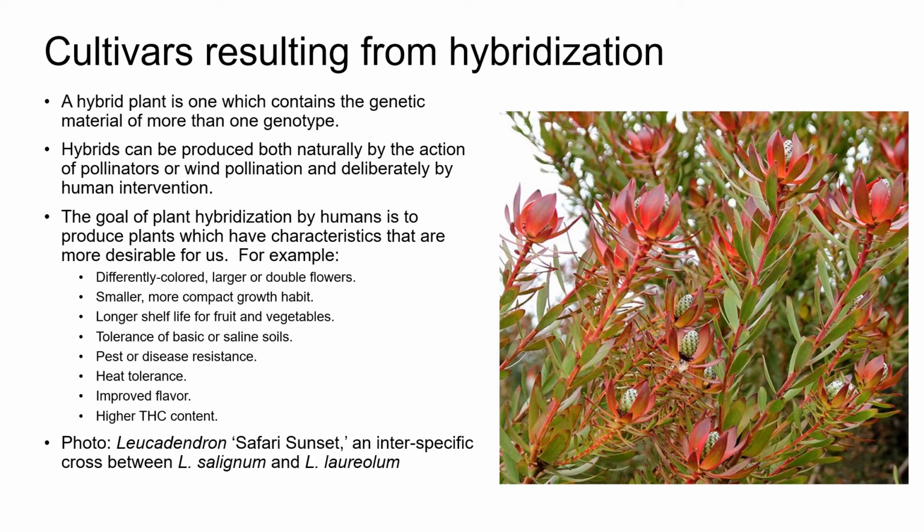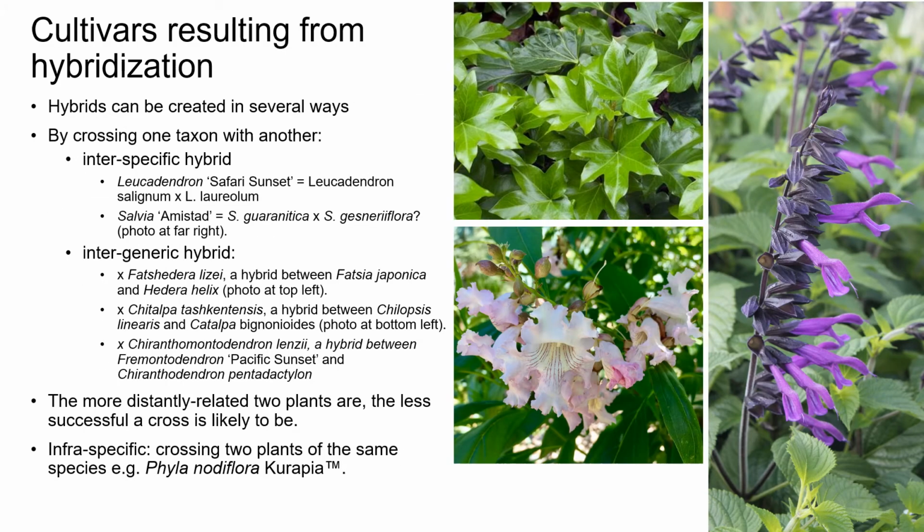Now that we know some of the reasons why breeders might create hybrid cultivars, let's look at some of the ways in which they might do it. Hybrids can be created in several ways. Firstly, we can cross one taxon with another. An interspecific hybrid can be created by taking pollen from one species and placing it on the stigma of a second species. This can be done by plant breeders in a controlled breeding program, or it can also happen naturally by the action of pollinators such as bees.